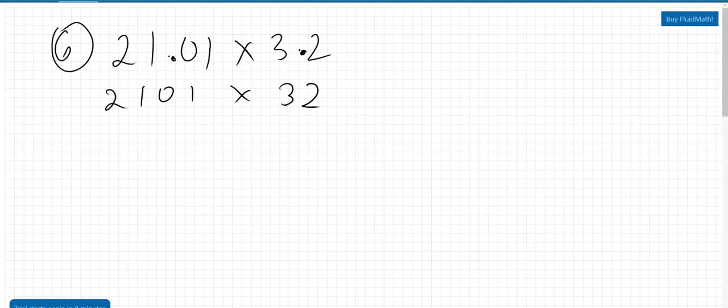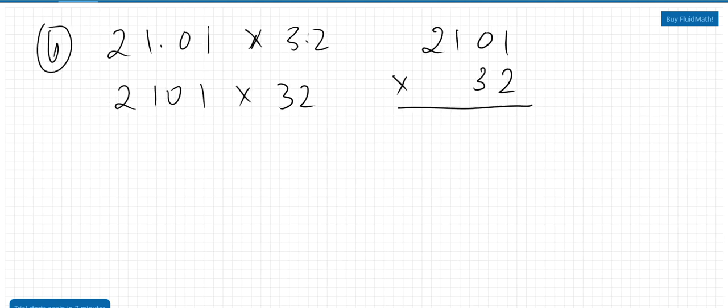So multiply this out. I'll do it up here so I have some room. So 201 times 32. Set up your multiplication algorithm. And we'll do this as we normally do. So we have 2 times 1 is 2. 2 times 0 is 0. 2 times 1 is 2. 2 times 2 is 4. Please make sure your numbers are in their right place value, the right column.